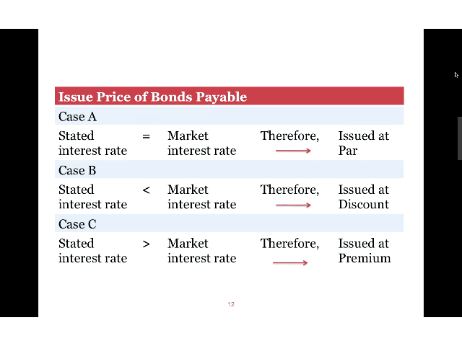The first case is when the market rate equals the stated rate, we issue the bonds at par, which means we're going to issue them for exactly their face value. And again, I'll wait for you to quit writing and then I'll talk through the rest of this.